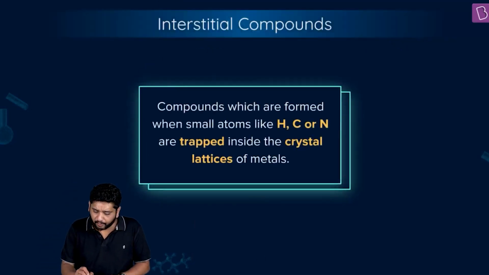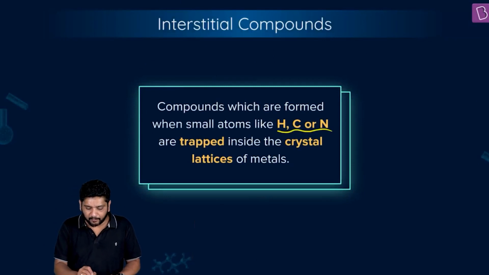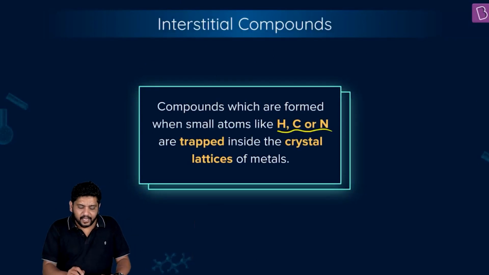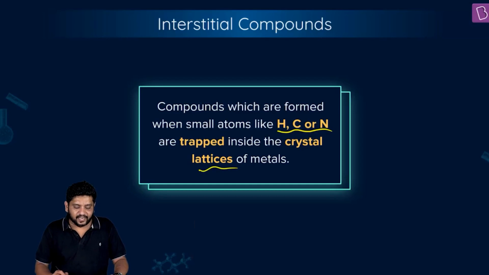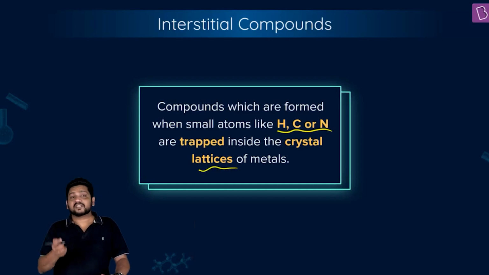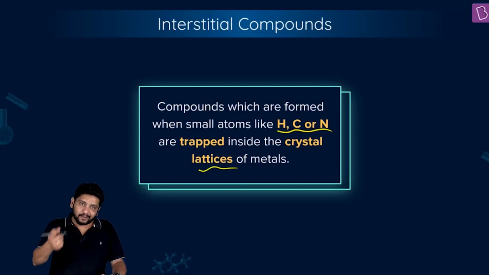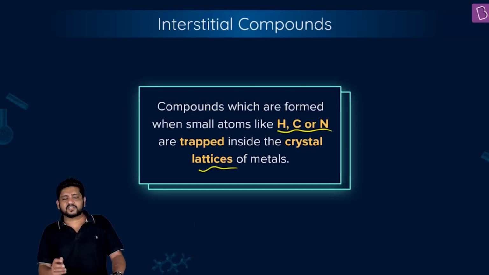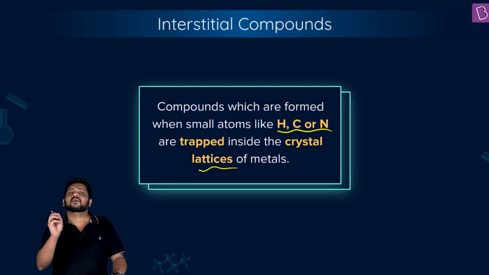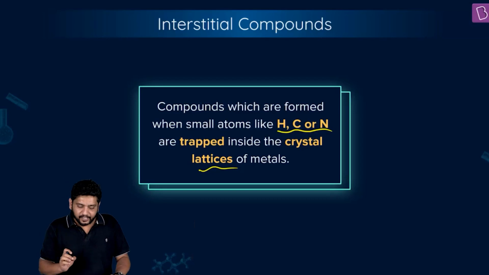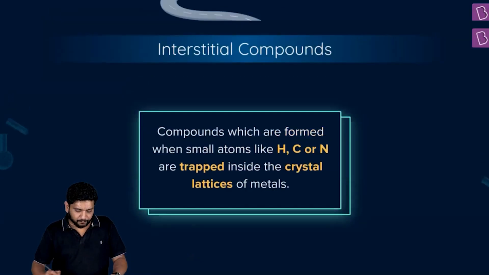So compounds which are formed when small atoms like hydrogen, carbon, nitrogen, boron, etc. are trapped inside the crystal lattice of the metal. Obviously it shouldn't be metallic. You can understand metal plus metal kind of situation is not what we are looking at. Primarily we come across very tiny non-metallic atoms getting trapped within this. That is what you call as interstitial compounds.